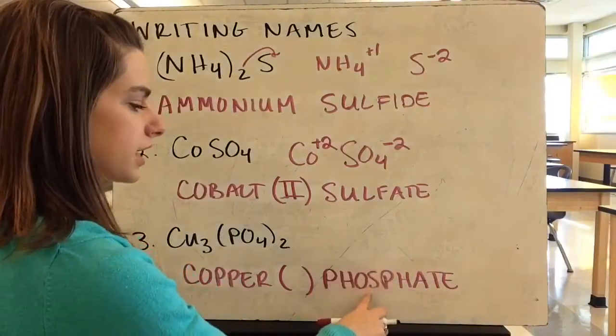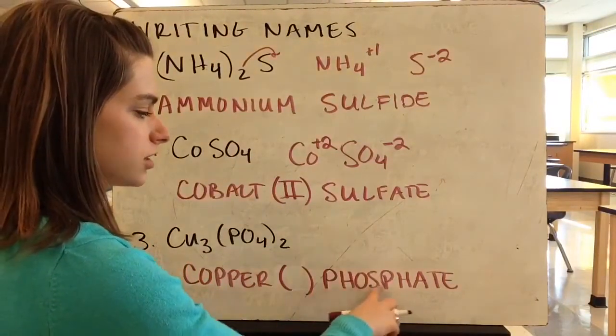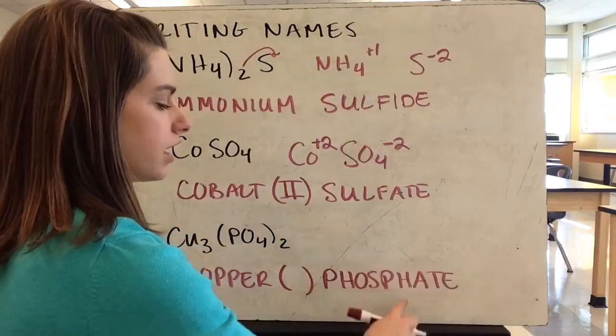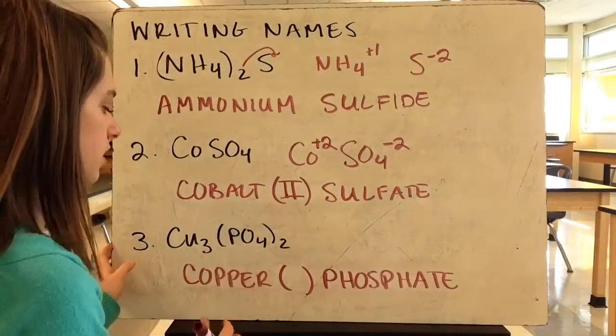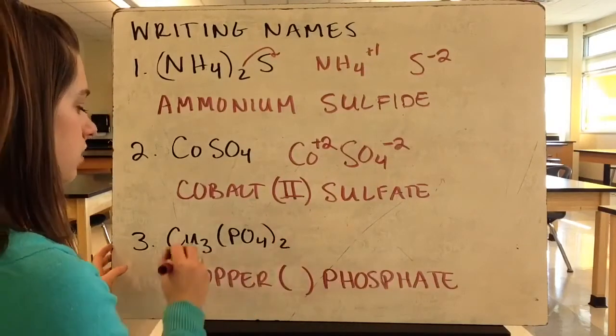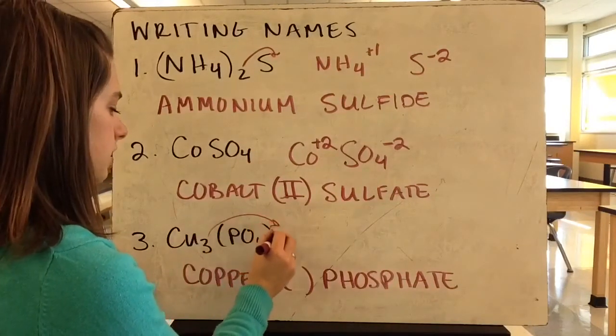Just like sulfate, we're going to leave this as phosphate. If we change this to phosphide, we're back to phosphorus. We have to keep the -ate part on it to tell us that it's PO4. Now we have to figure out what number goes in here. So the first thing we can do is crisscross our charges and see where that gets us.